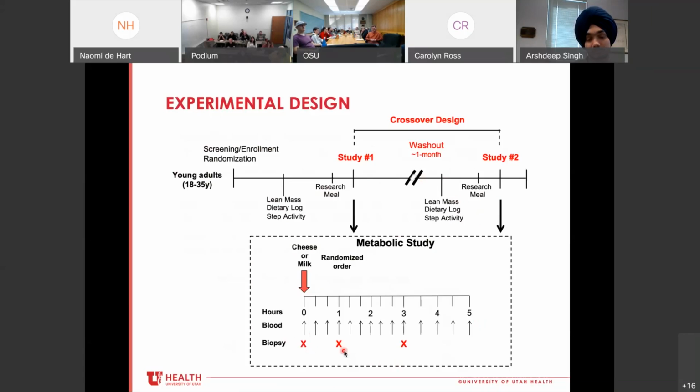And then we took muscle biopsies 1 hour and 3 hours post-ingestion. So this whole process this day was the exact same for the second day, but with the other products. And then we also gave them a research meal prior to both study days to standardize the meal the night before.